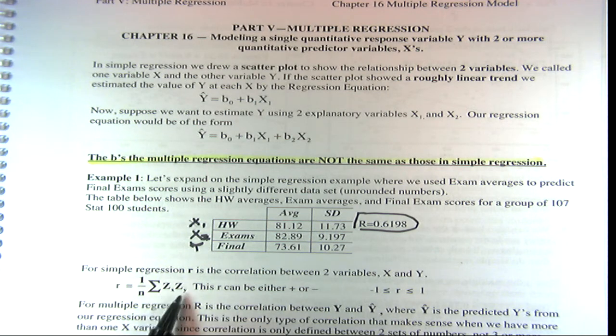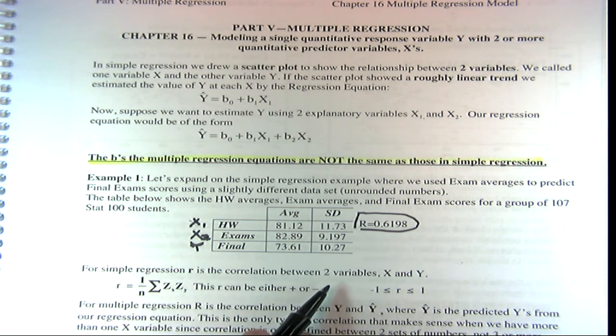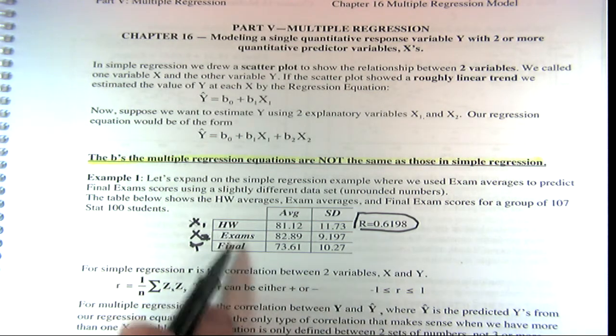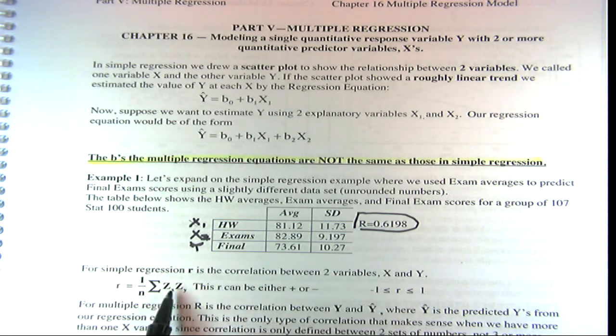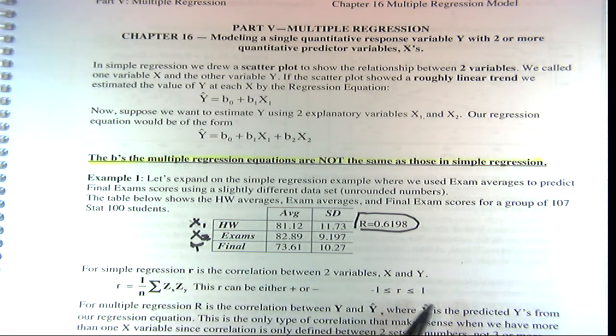But now, what if you have 3 variables? Like here we have 2 x's and a y. So how would we do this? Because the correlation coefficient's only defined with 2 variables. And it's between -1 and 1. It can be either positive or negative.